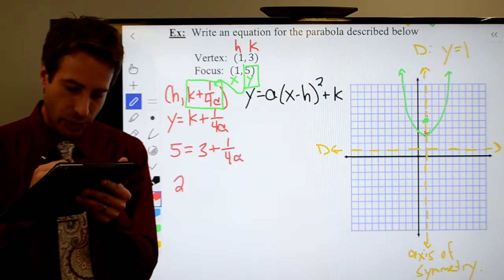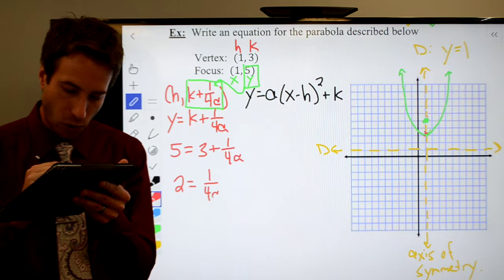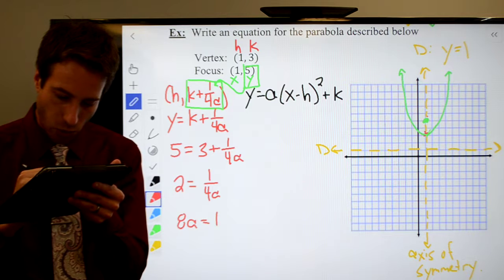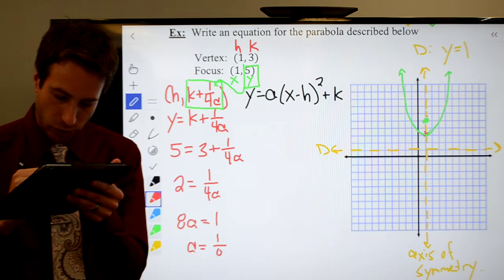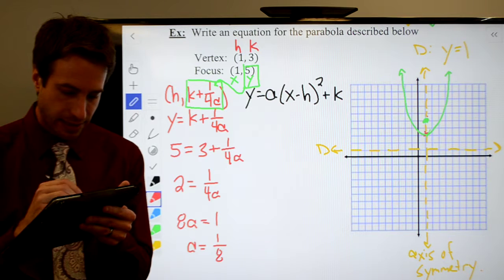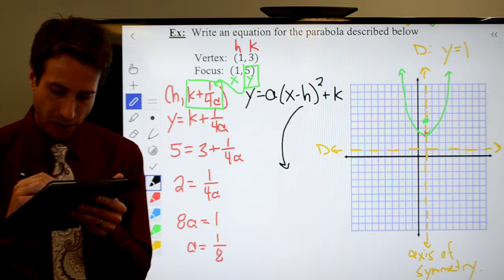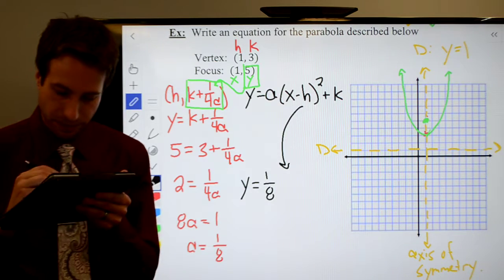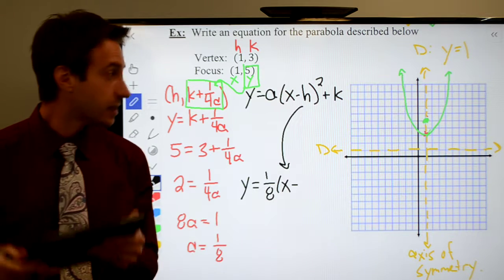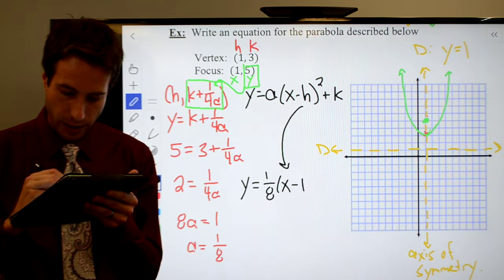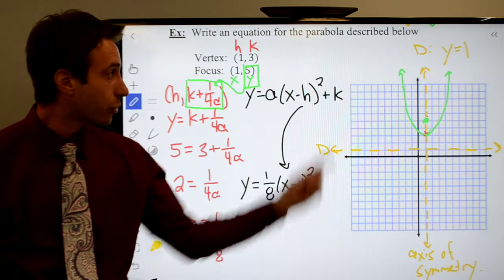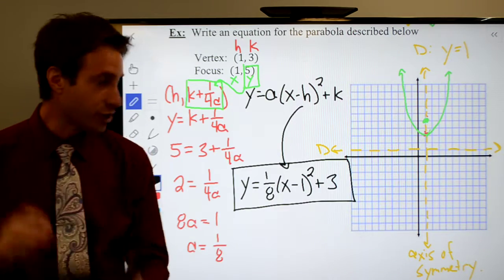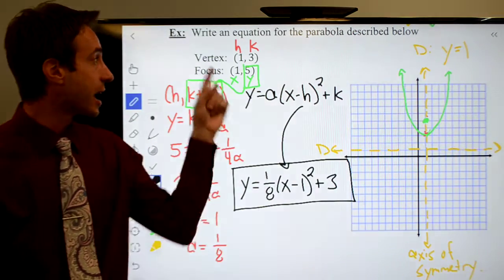Subtract the 3 to the other side, we get 2 is equal to 1 over 4a. Multiply the 4a to the other side, I get 8a is equal to 1, and so a is equal to 1/8. Now that I know everything, let me drop all that in there. y is equal to 1/8, that's the value of a, times (x minus 1) squared, since h is 1, and k is 3, so plus 3 on the end. And that is the equation for that parabola based on having been given the vertex and the focus.